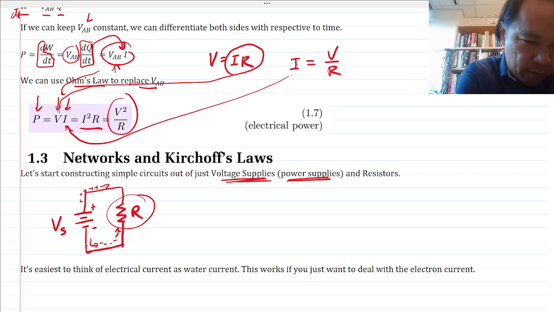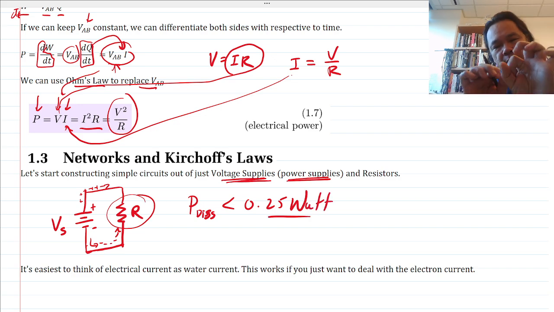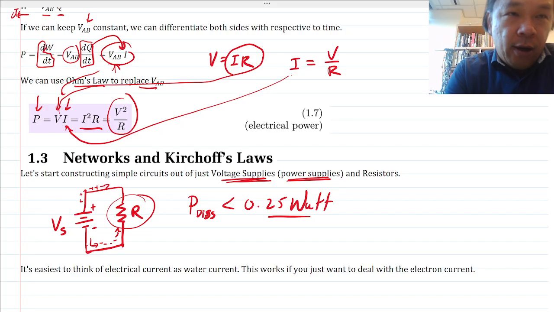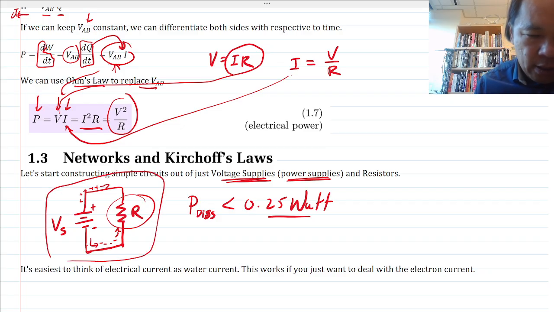All the carbon film resistors we have are okay as long as the power dissipated is less than 0.25 watts. Usually the heat just goes into the environment, and it's not going to cause a fire or something like that. So this is a way to draw a little circuit where you have a power supply and a resistor.